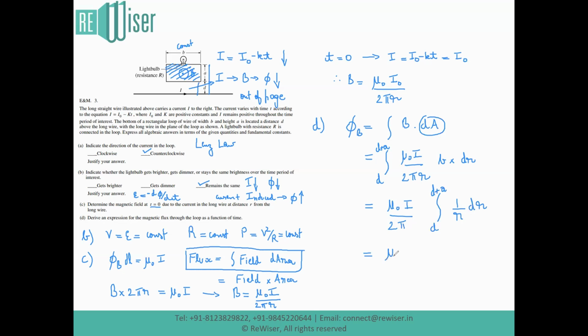When simplified, I get mu naught times b times I, which can be substituted as I naught minus kt, divided by 2 pi. I know that the integral of 1 by x dx is ln of x. So here ln of r under the limits d to d plus a makes my simplification ln of d plus a minus ln of d. And since ln a minus ln b is ln of a by b, this is what I end up with as my final expression. Here ln is just natural logarithm. So this concludes the answer to our given question.